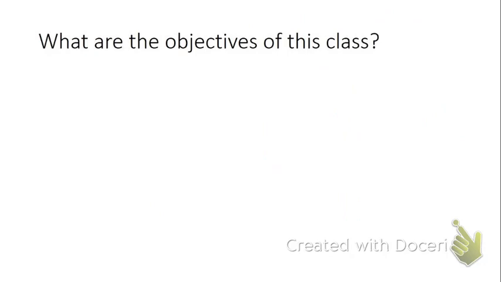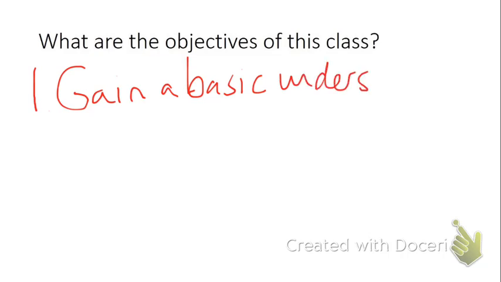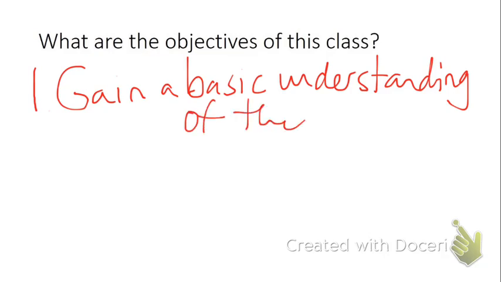So what are the objectives of this class? What is it that I want you guys to learn by the time we're done with this semester? The first objective is to just gain a basic understanding of the subject. And what that means is that general chemistry is a base class. It helps set the base for everything that you will learn in future chemistry courses.